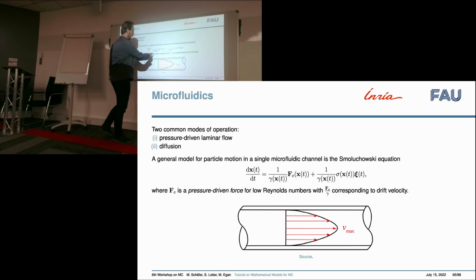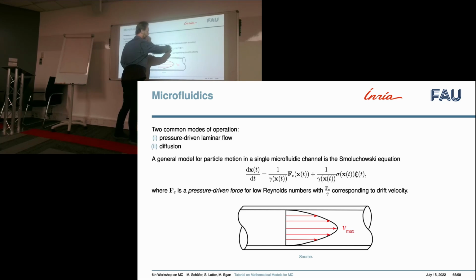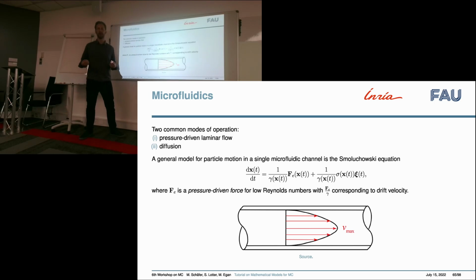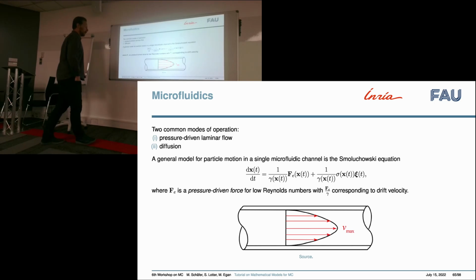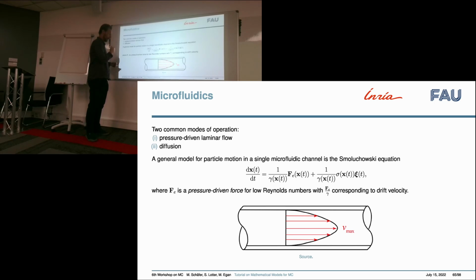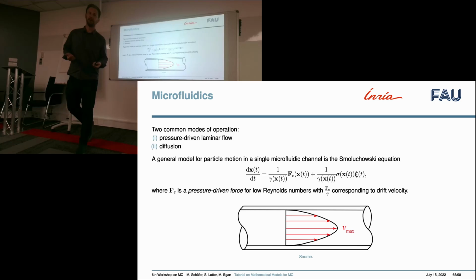So what we have is this term here, which is going to correspond to the external force, which is generating this pressure-driven flow in this microfluidic channel. And we have over this side the random perturbations, which are going to model the interactions between the molecules of interest in the system and the molecules comprising the fluid. If we're interested in laminar flow, then this is the case with low Reynolds number, and so this term here is effectively corresponding to the drift velocity of the fluid in the channel.